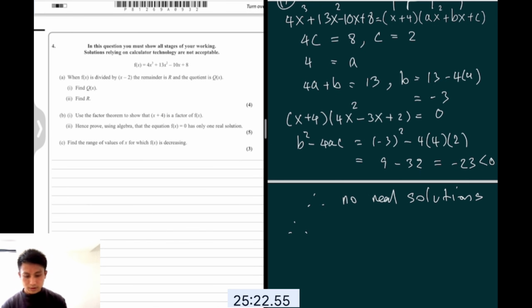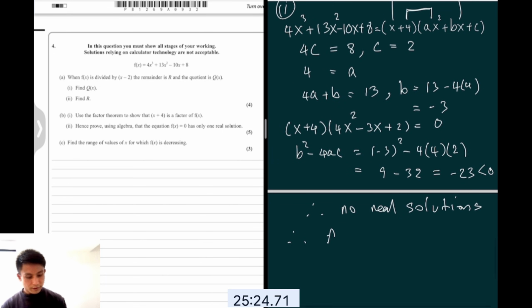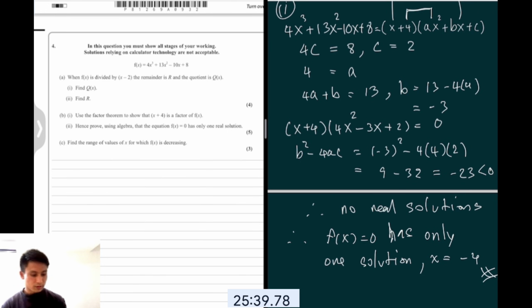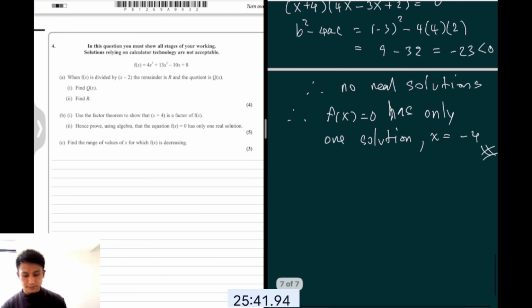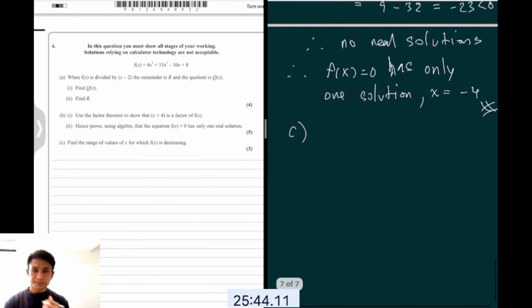That means f(x) equals 0 has only one solution, which is x equals, what is that? Minus 4. Yep.